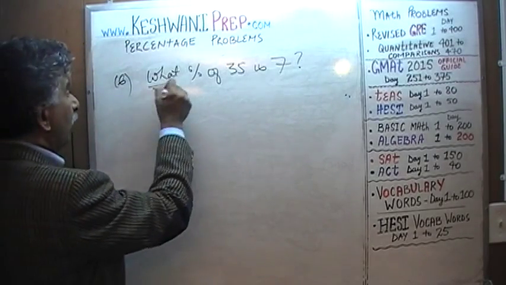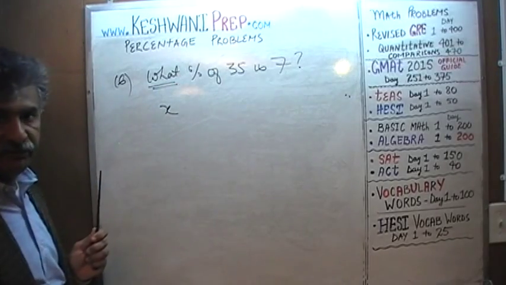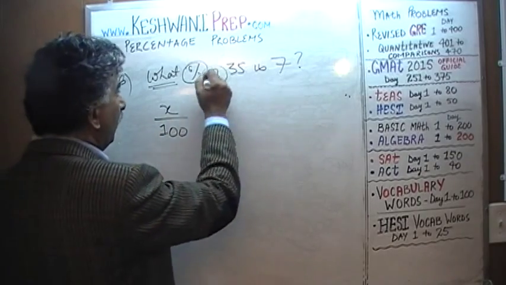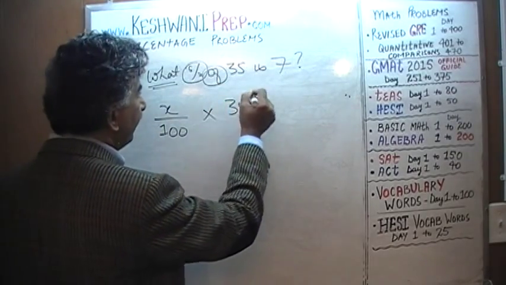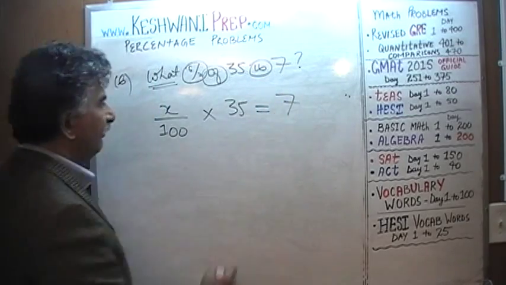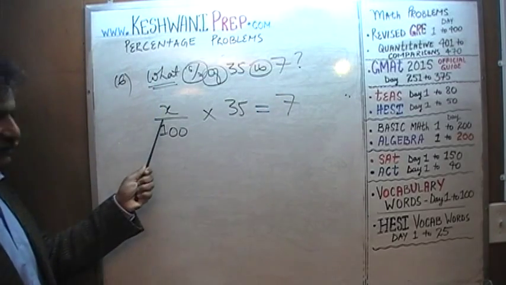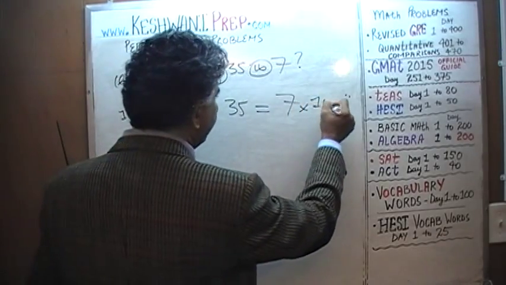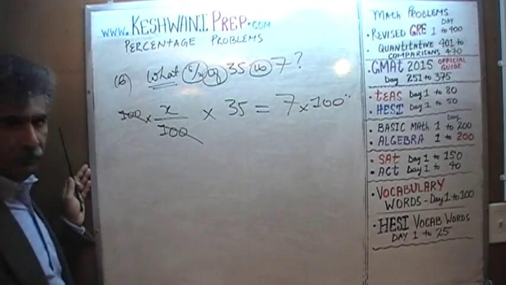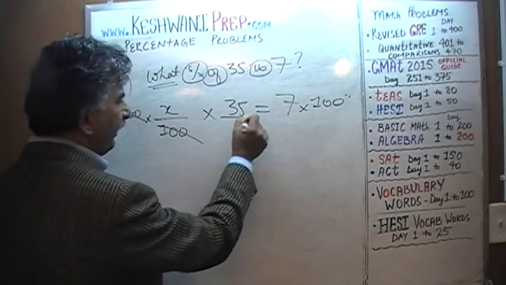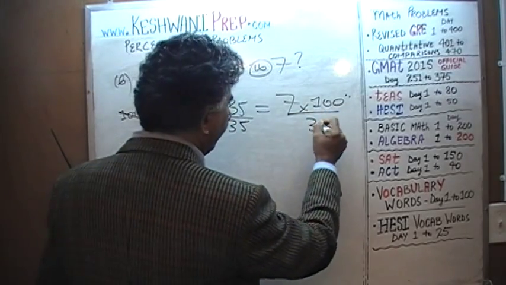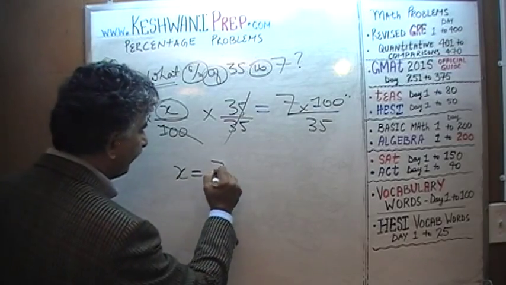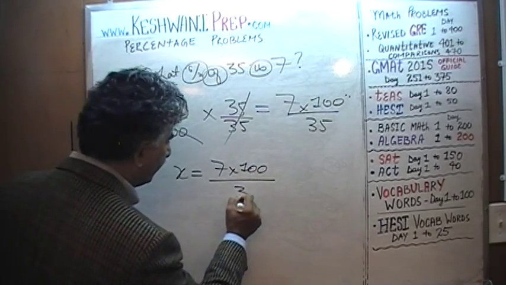So let's do that. What is our unknown? Let's represent our unknown by x. That's the tradition. Percent means over 100. Of means times 35. Is means equals 7. There is the equation. We want the x by itself, so multiply both sides by 100. 100 will drop out. Again, we have 35 here, divide both sides by 35, and 35 will drop out, and we are left with x by itself. So x equals 7 times 100 over 35.